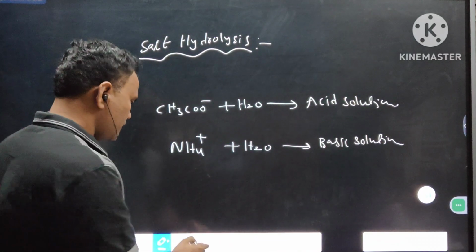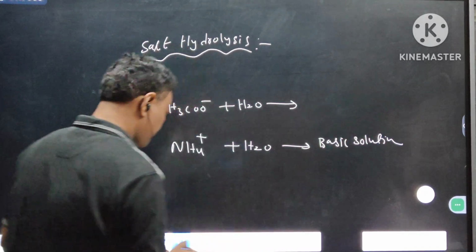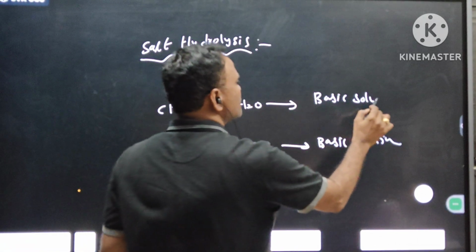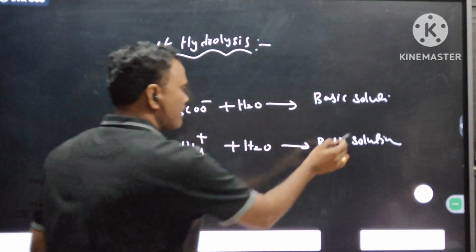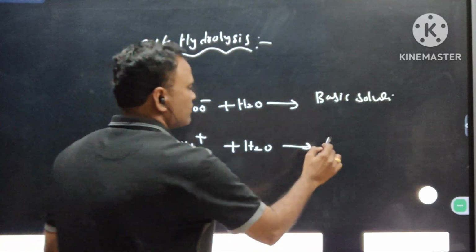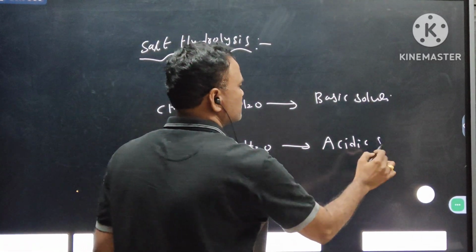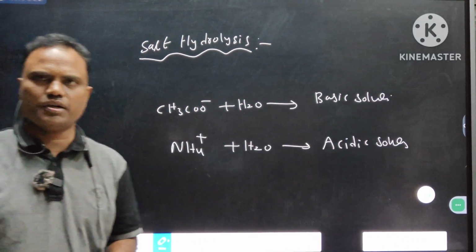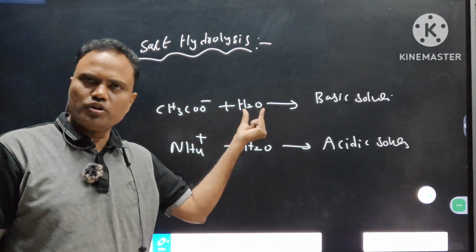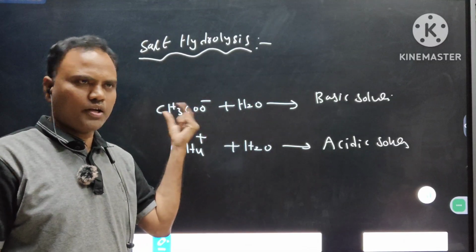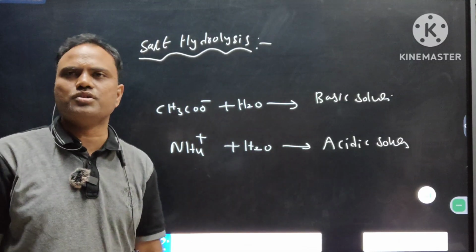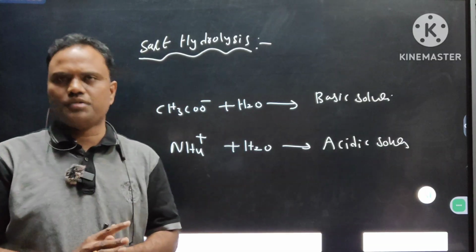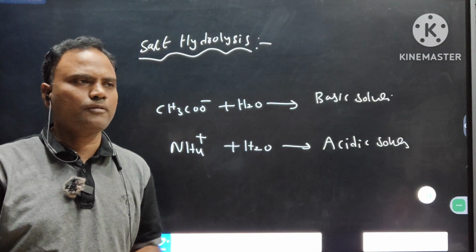Here, sorry, I wrote it in reverse, just a second. Basic solution here, acidic solution here. See the definition. I'll tell you why we are getting acidic and why we are getting basic. Very easy, right? Addition of water to the cation or anion of a salt to get an acidic solution or basic solution, or vice versa, is called salt hydrolysis. Okay.